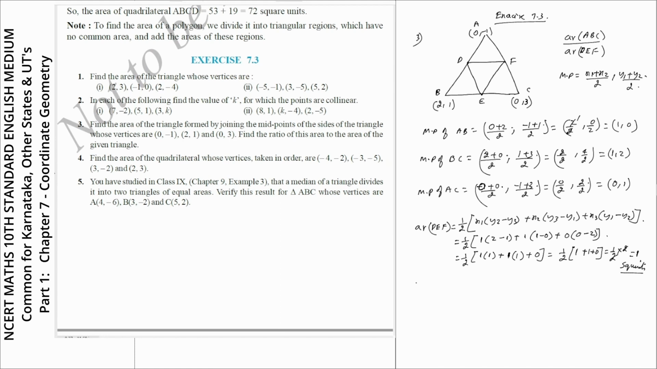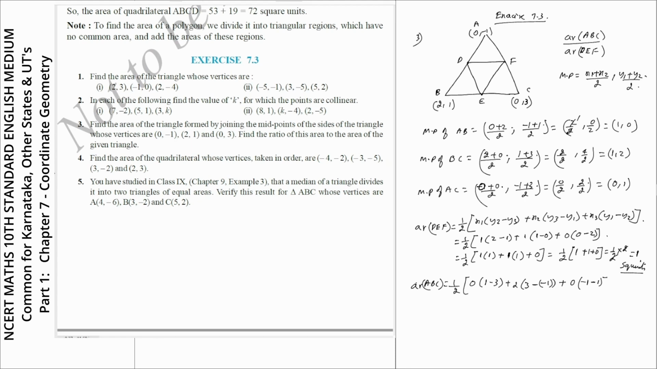Now I'll find the area of triangle ABC. Area of triangle ABC is given by the formula, already I have written, so I'll just substitute the values here. x1 y1 I'll take as the coordinates of A. Now 0 into y2 is 1 minus 3, then plus x2 is 2 into y3 minus y2, that is y3 is 3 minus of minus 1, then plus x3 is 0, plus y1 minus y2, that is minus 1 minus of 1.